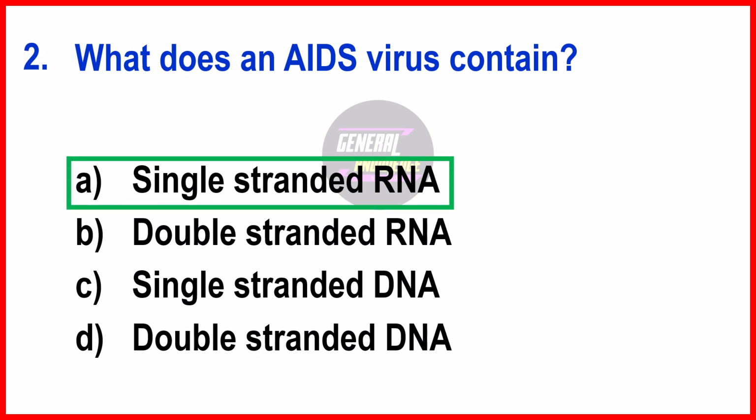The AIDS virus, specifically HIV, contains single-stranded RNA. HIV is a retrovirus and retroviruses have their genetic material in the form of RNA.